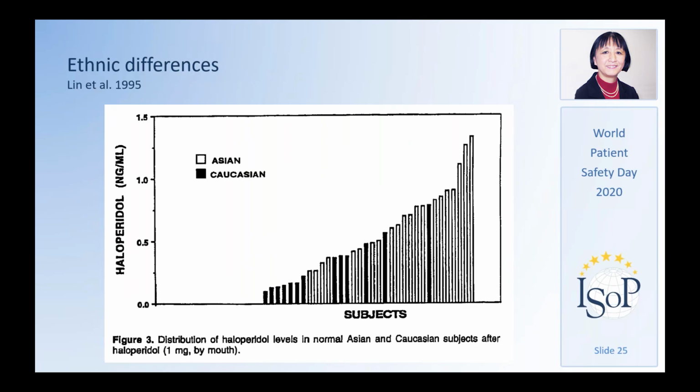This is a publication from the 1990s in the US. Following a 1 milligram dose of haloperidol, you see there's a large variability in haloperidol concentration in the blood. And you see the white bars representing Asian patients tend to have a much higher concentration compared with the black bars, the Caucasian population. So psychiatrists tend to give lower doses to Asian patients in that hospital.